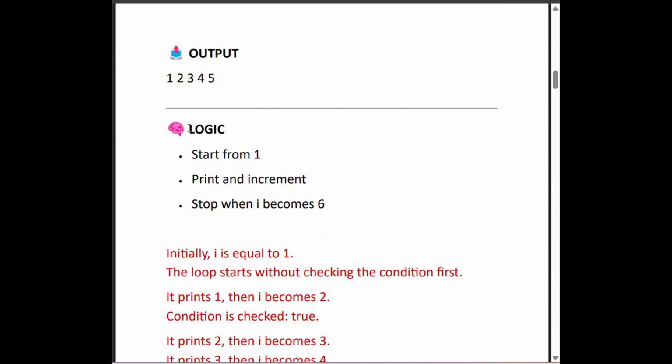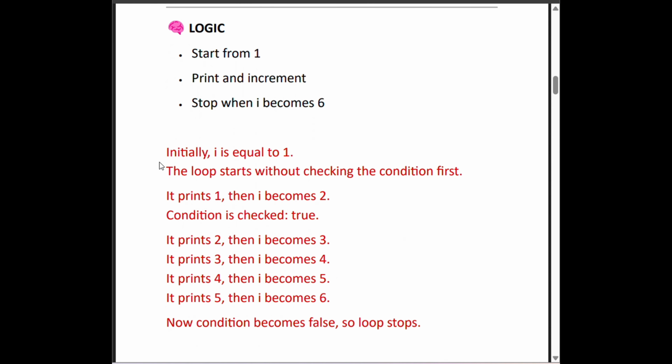So see here the step-by-step execution. Initially i is equal to 1. The loop starts without checking the condition first. It prints 1, then i becomes 2 and the condition is checked as true.